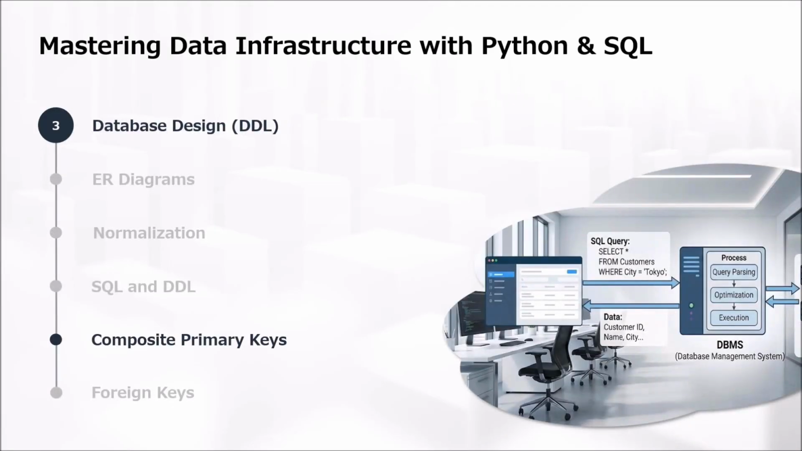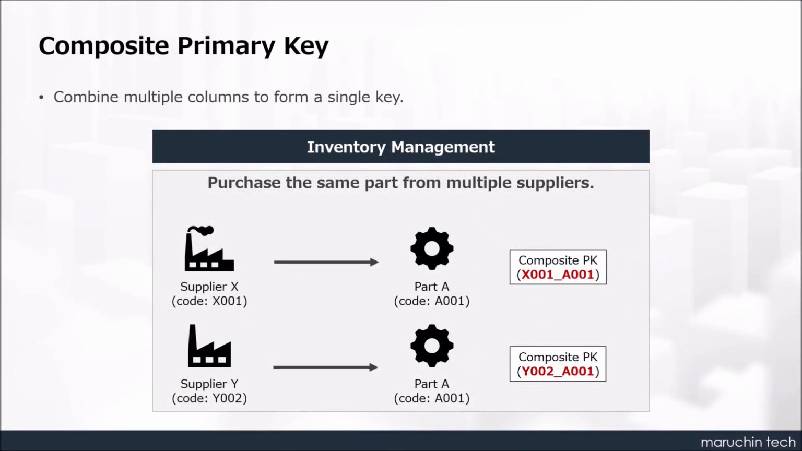Next, let's introduce composite primary keys. A composite primary key works by combining multiple columns to form a single key. By combining multiple elements, we guarantee uniqueness. In the previous section, I mentioned that you can set only one primary key per table. However, in actual business practice, it's often difficult to uniquely identify data using just a single column.